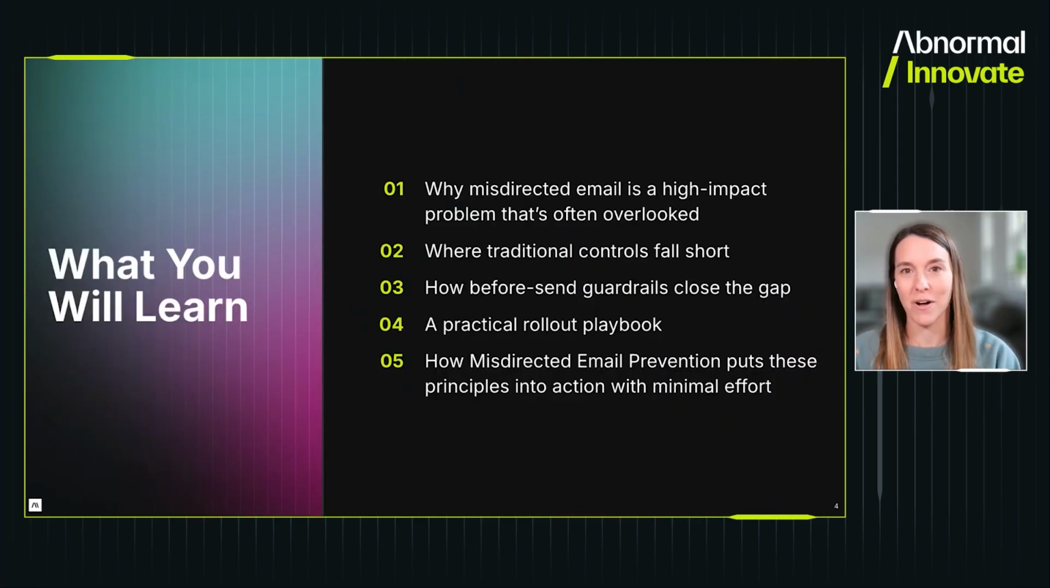Today, we're going to talk about misdirected email. You'll learn why misdirected email is a high-impact problem that's so often overlooked, as well as why traditional controls fall short. We'll discuss why before send guardrails can help close that gap, as well as a practical rollout playbook. And lastly, we'll talk about how Abnormal misdirected email prevention puts these principles into action with minimal effort.